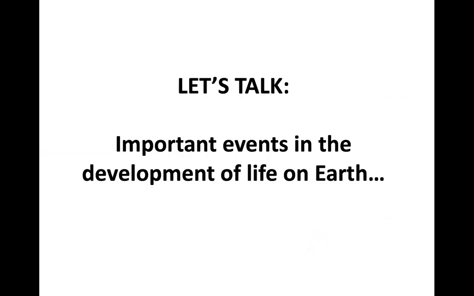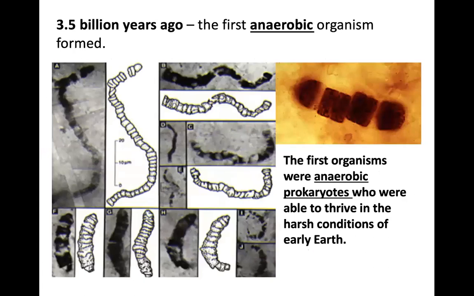So now we're going to get into some important events about life and how it developed on Earth. About 3.5 billion years ago, we saw the first anaerobic organism, okay? They were prokaryotes. So everybody here, which came first, prokaryotes or eukaryotes? Prokaryotes, okay? And these were able to thrive in the harsh conditions of our early Earth, because obviously we didn't have everything that we have now, and times were definitely a lot different. So they were able to survive in these environments.